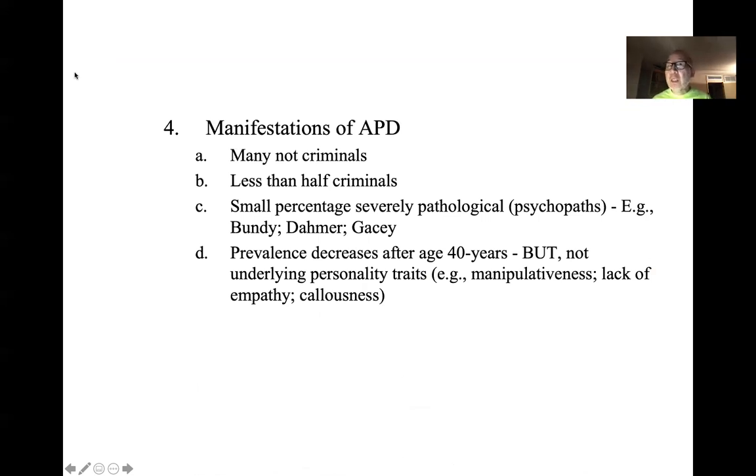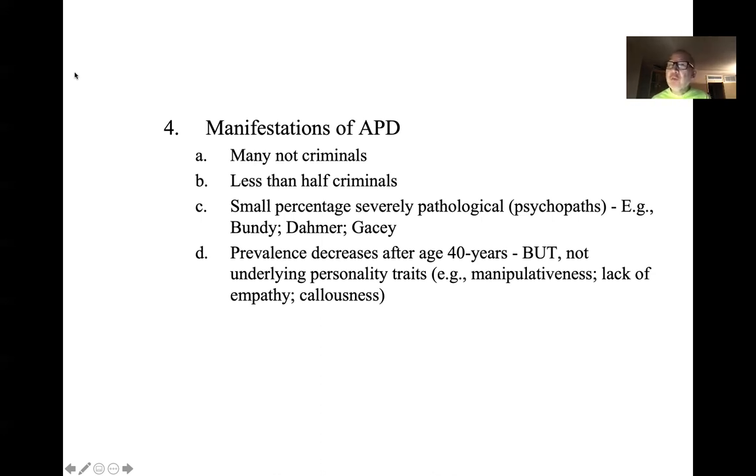Manifestations of APD: many aren't criminals. Many are. I think a study done at the LA County Jail found that upwards of 40% of those incarcerated suffer from APD. Doesn't mean that they're not legally obligated to be in jail or prison, but that's no big surprise. But outside of jail, in terms of who is APD, less than half are criminals. A very small percentage are like the Jeffrey Dahmers, John Wayne Gacys, or the Ted Bundys, the true collective sociopaths.